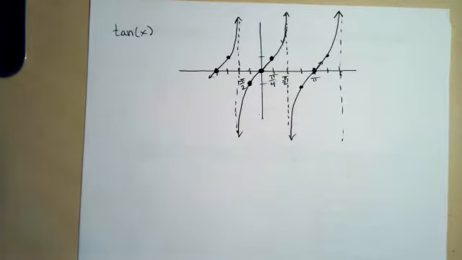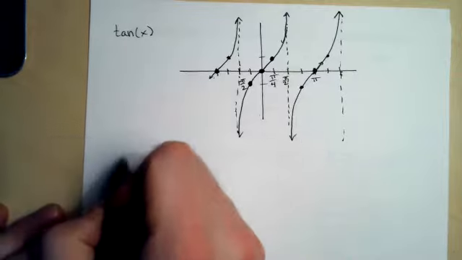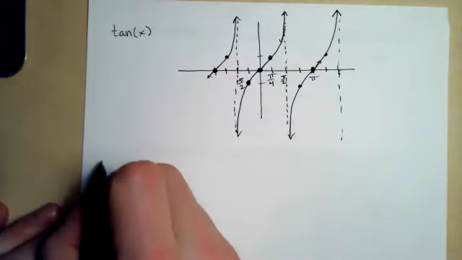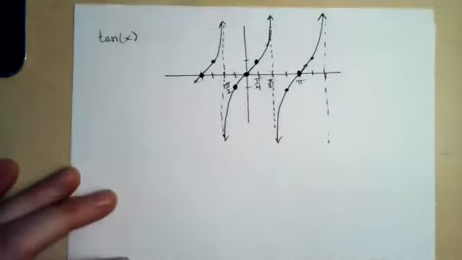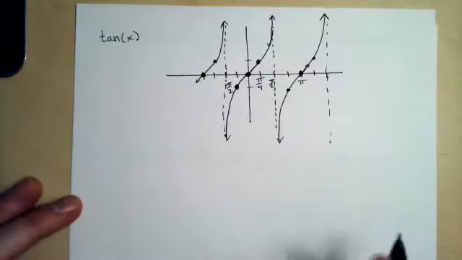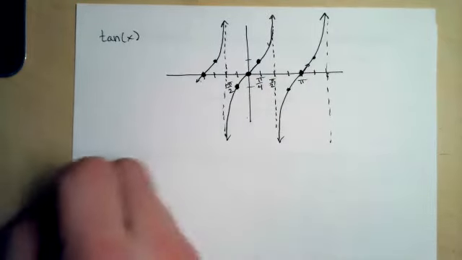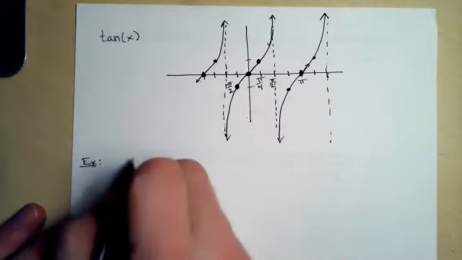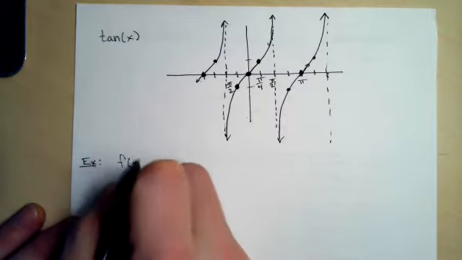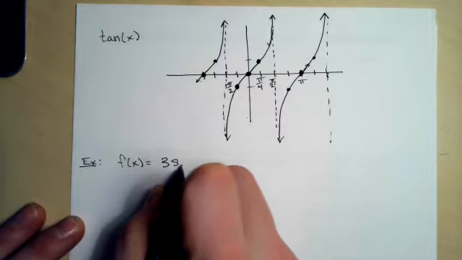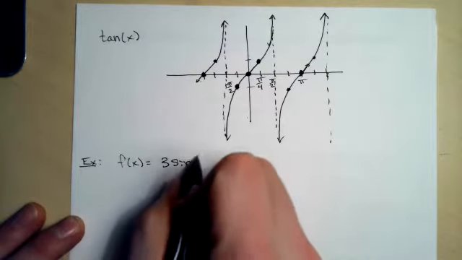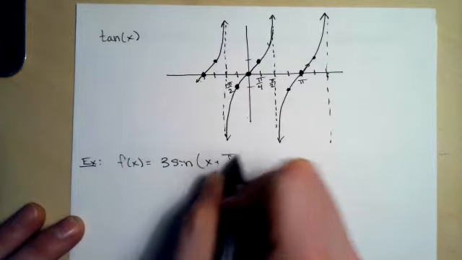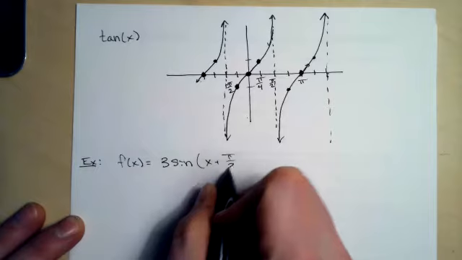Okay, so let's get into the transformations, and we'll start with some easy ones, and then the last one we'll do, we'll essentially just have everything thrown at it. So let's graph 3 sine of x plus pi over 2.